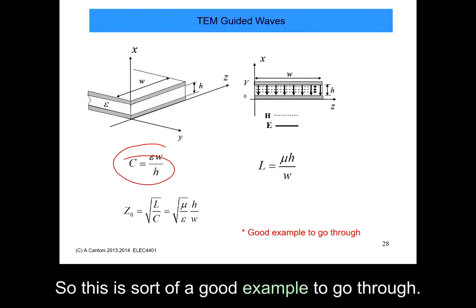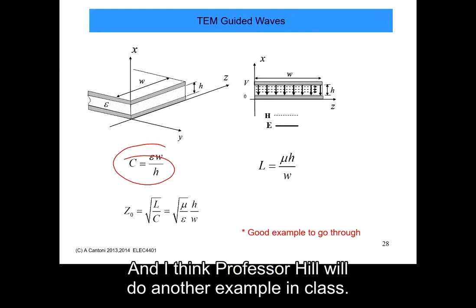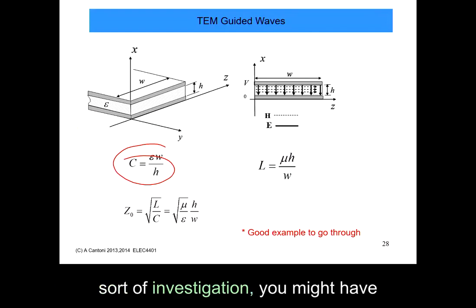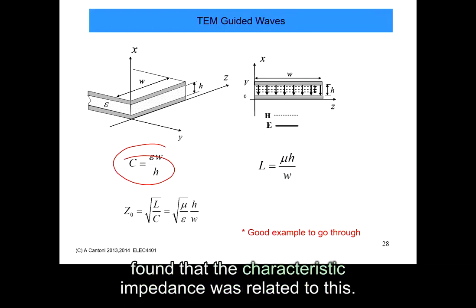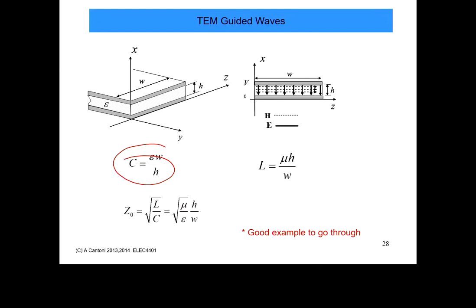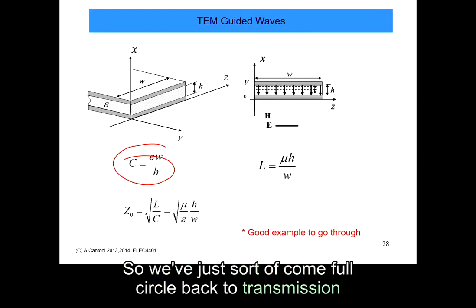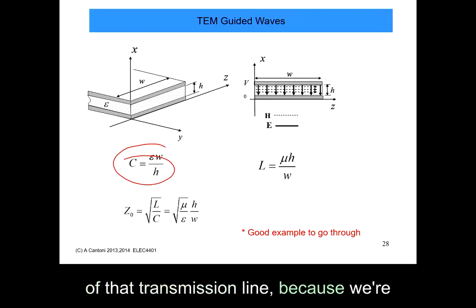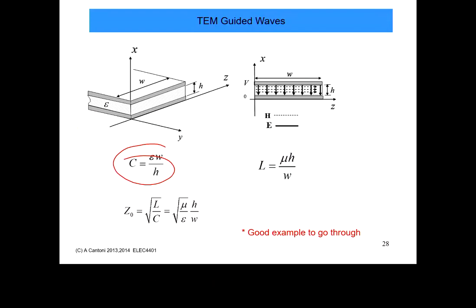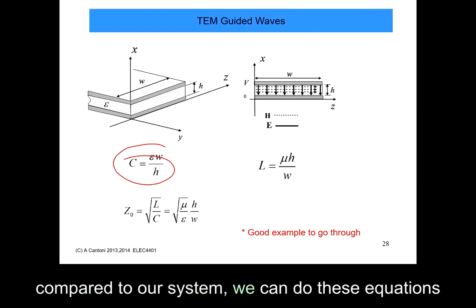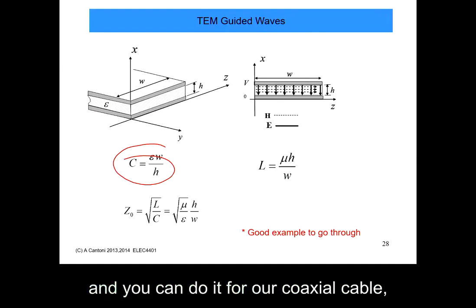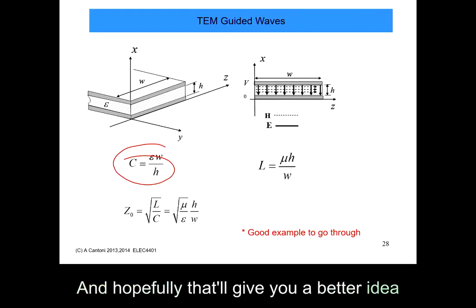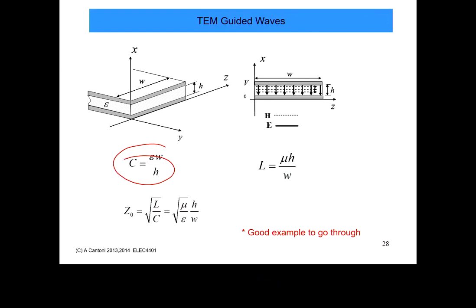So this is a good example to go through, and I think Professor Hill will do another example in class, but if you remember from your transmission line investigation, you might have found that the characteristic impedance was related to this. So we've come full circle back to transmission lines and how we get the conductance, the capacitance and inductance of that transmission line, right? Because we're assuming the transmission line is really long compared to our system. We can do these equations, and you can do it for our coaxial cable, which I think Professor Hill will do in class. And hopefully that'll give you a better idea of these TM guided waves.